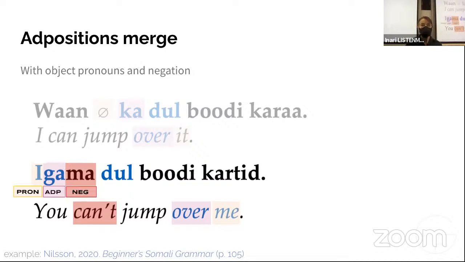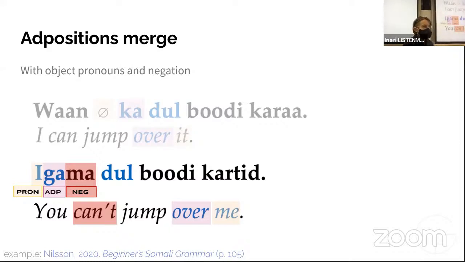So it literally means "can't from me," but the "from" is a part of this bigger word. The kadul is the part that means "over." So igamadul is "can't over me," and just igama would be "not from me," sorry. The "can't" comes from this kartid, and that's also actually in negated form. So the verbs are also kind of complex, but I'm just talking about the adpositions.